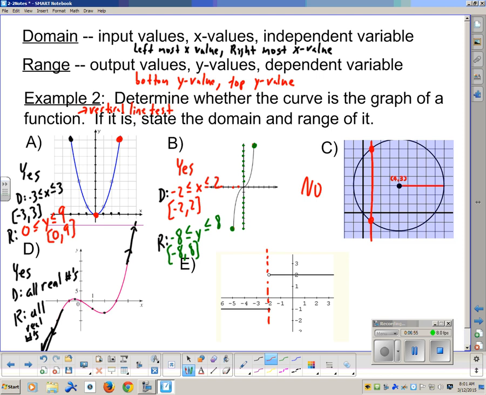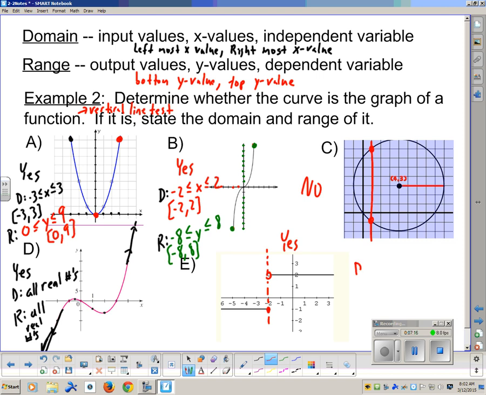So the line goes through both this closed dot and this open dot at the same time, but this is an open dot, so it means it doesn't exist there. And this is a closed dot, so it means it exists there. So that doesn't make it fail the vertical line test, because this is an open dot. So we're okay with that. Yes, it's a function. If they were both closed dots where I drew that vertical line, then we'd have a problem. It would not be a function.